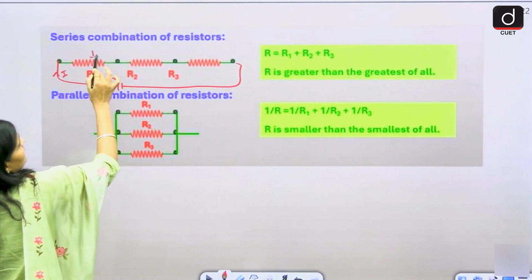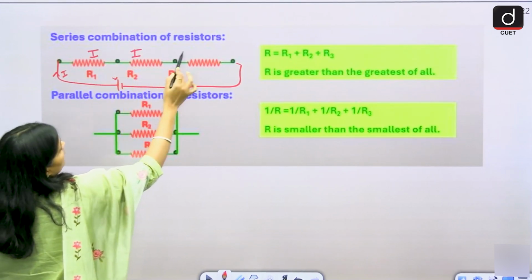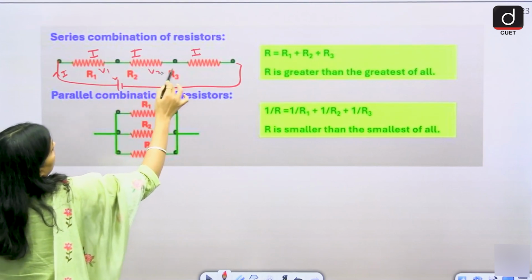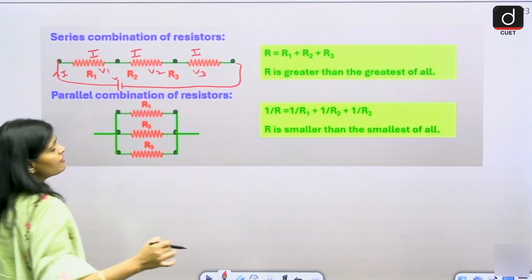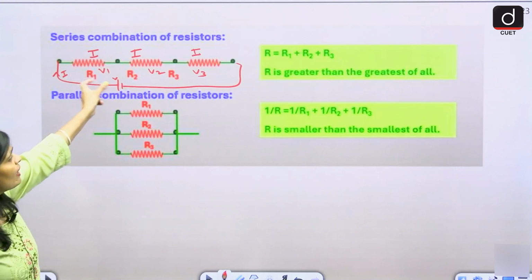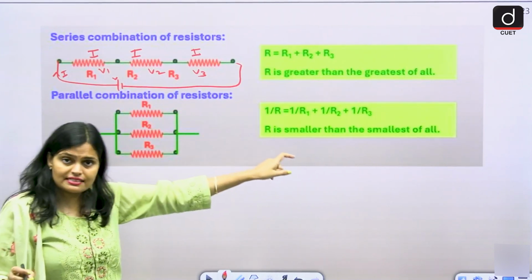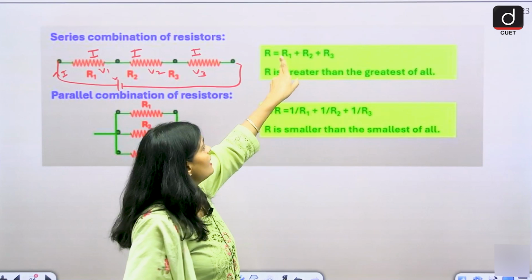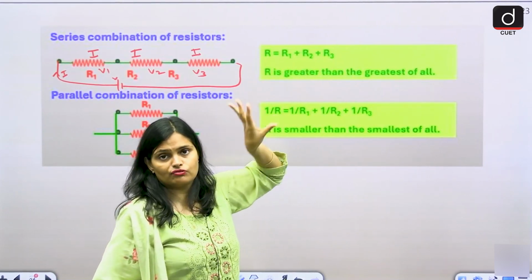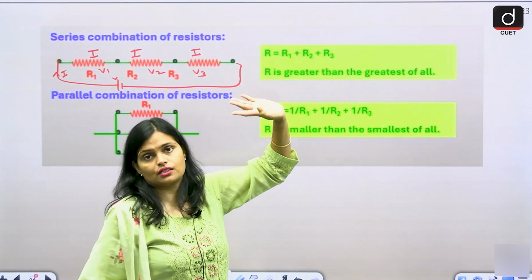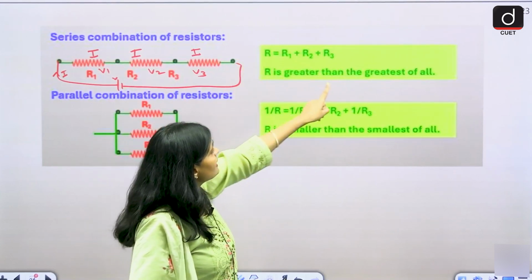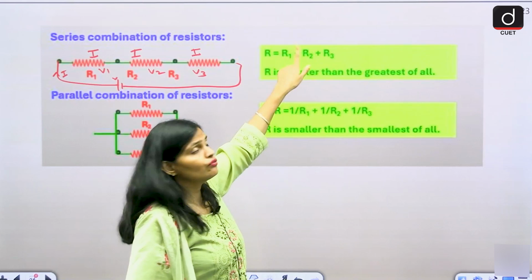So current I is the same for all resistances, but V is changing. The voltage, the potential difference, is not the same for all the resistances. So if you have to calculate the resistance in series, R is equal to R1 plus R2 plus R3. This is the formula for series. You have to practice numericals with that. Always this capital R is greater than the greatest of all.